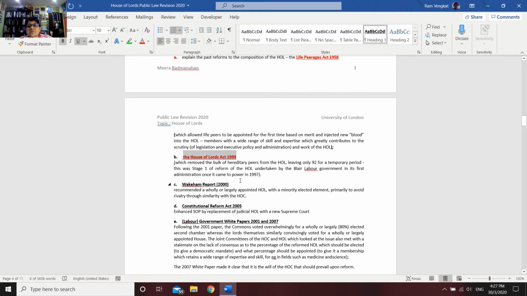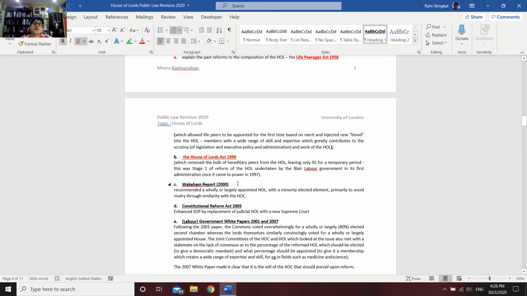House of Lords Act of 1999. Now, why was that very, very important? Because this was a reform undertaken by the Tony Blair government, and the Tony Blair government felt that they needed to remove hereditary peers. So they passed the House of Lords Act to remove hereditary peers from the House of Lords, but they left 92 for a temporary period. Tony Blair said that this was stage 1 of the reform process of the House of Lords, all right? He said this was stage 1 of the reform process of the House of Lords.